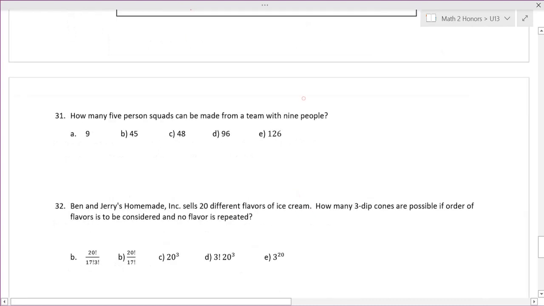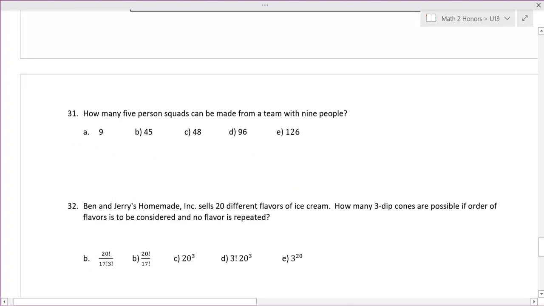Number 31. How many 5-person squads can be made from a team with 9 people? Okay, so we have 9 options for the first pick, and then 8, 7, 6, and 5. I've chosen 5 people. Order doesn't matter, so over 5 factorial, you end up with 126.